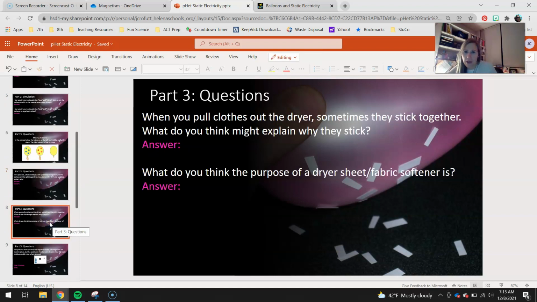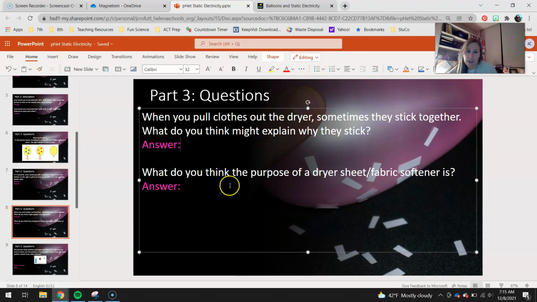When you pull clothes out of the dryer, sometimes they stick together. What do you think might explain why they stick? So go ahead, give me your answer there. And what do you think the purpose of a dryer sheet or fabric softener is?